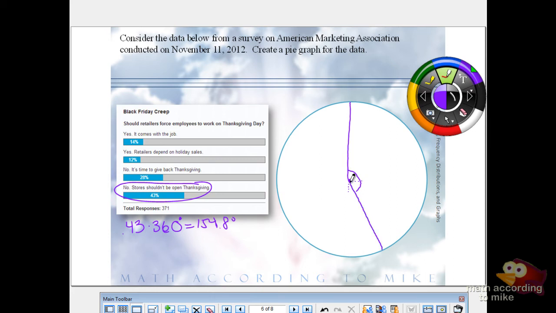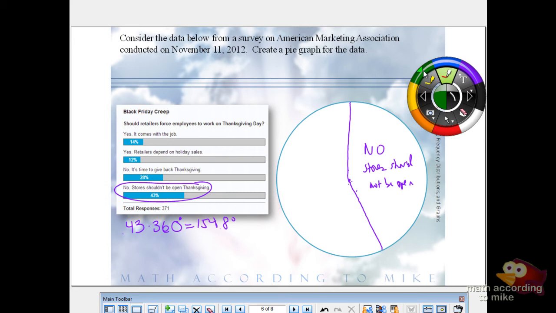So this top right pie would represent no. Stores should not be open. I'm not going to write the whole thing. I'm going to erase this extra stuff here. And that's what we're going to do. We're going to multiply the percentages times 360 and then eyeball that angle.